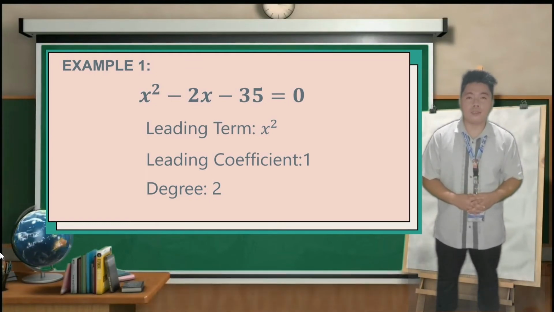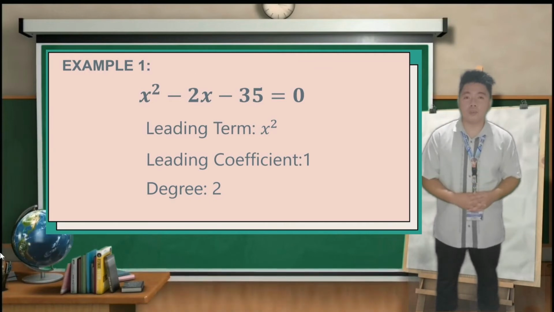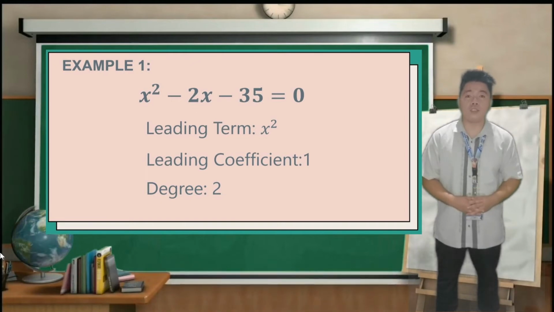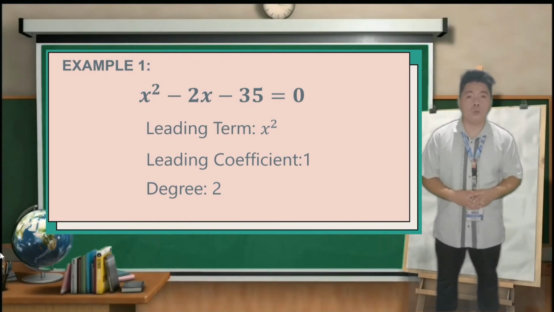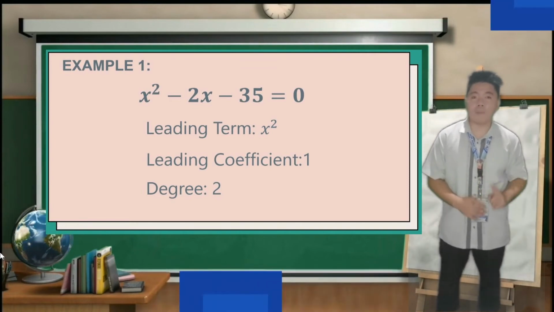The next one is the degree. The degree is the highest exponent from each term. So the highest exponent is 2. So the degree of the polynomial equation is 2. So that's for our first example.